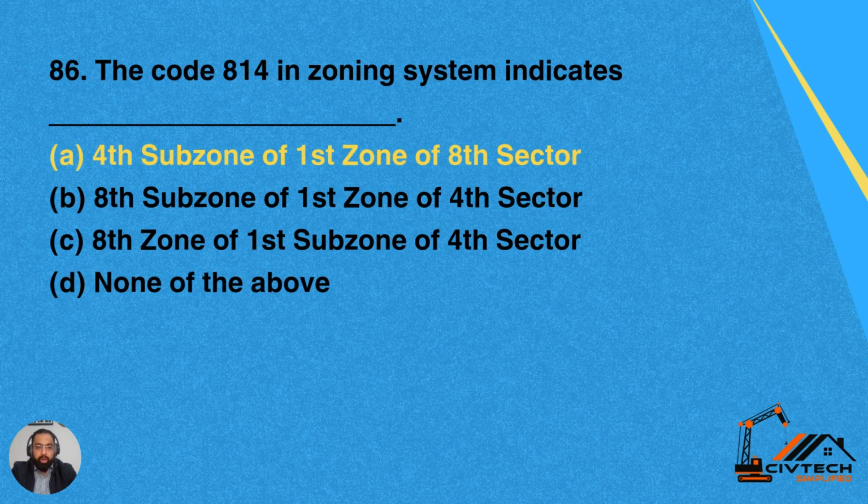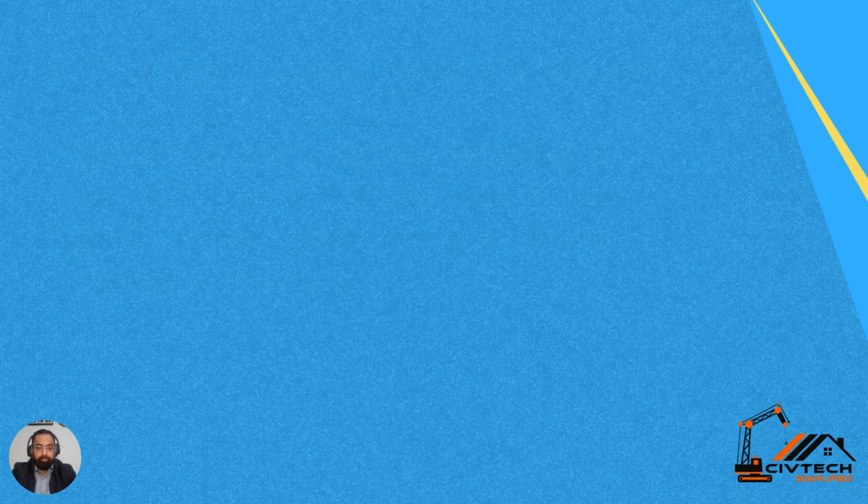Question 86. The code 814 in the zoning system indicates option A, the fourth subzone of the first zone of the eighth sector. So first of all, the sector is mentioned, then the zone is mentioned, and then the last digit indicates the subzone. Therefore, A is the correct option.